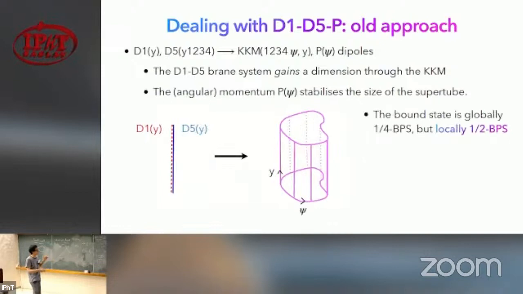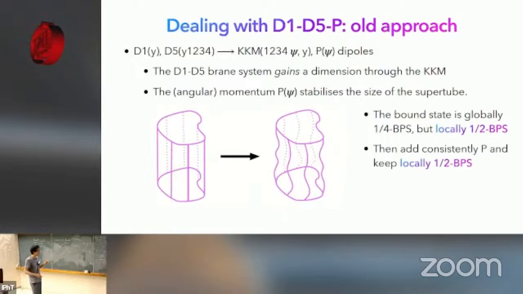So the bound state that you get is globally quarter BPS, but locally half BPS. And the point, if you want to add the momentum here, is that you have to find a way to consistently add the momentum and keep the local half BPS structure. And in the end, what you get is what people call superstrata.